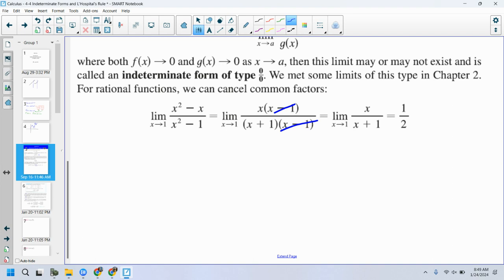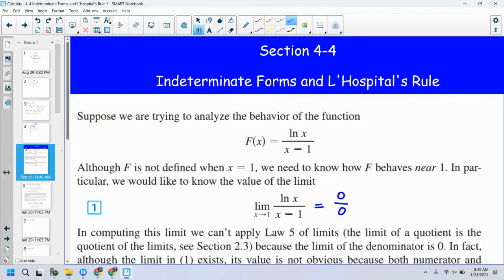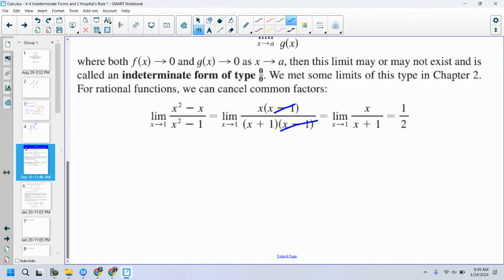But can I factor down this? Can I do that algebraically with this? No. Okay, take a look here. What's the derivative of the numerator? 2x minus 1, right? That's a really simple derivative. What's the derivative of the denominator? Just 2x. What's the limit as x approaches 1 of this thing? Can I plug it in now?